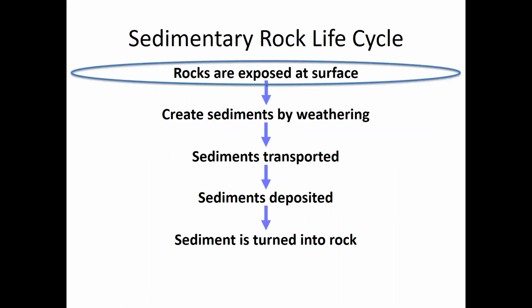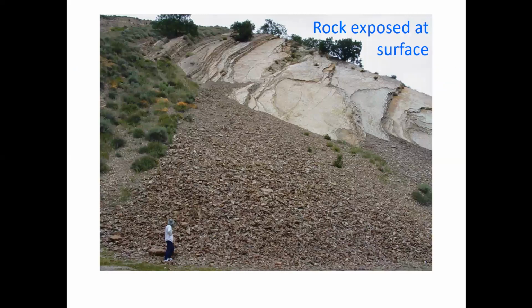First, we'll look at the sedimentary rock life cycle. We go from sediment, loose unconsolidated material, to rock. Well, the first part of the sedimentary rock life cycle is that sediments have to be generated, have to be produced. And how sediment is produced starts with rock being exposed at the surface. So when bedrock is exposed at the surface, it is broken down, which we'll talk about next.